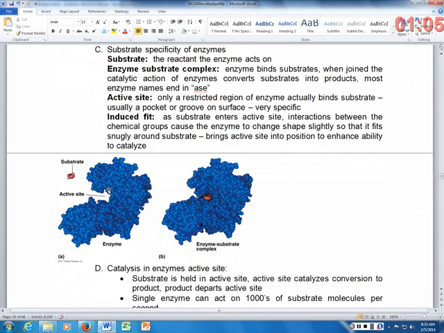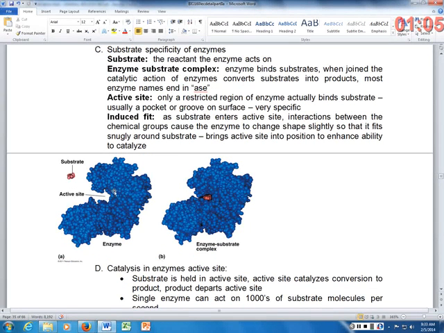So when we look at enzymes, most of them are going to have the requirement of a substrate. And enzymes are going to be very specific about how they fit. You can't take an enzyme that's meant for one reaction and throw it in somewhere else and expect it to work. And they fit like a lock and key. So the substrate is the reactant the enzyme acts on.